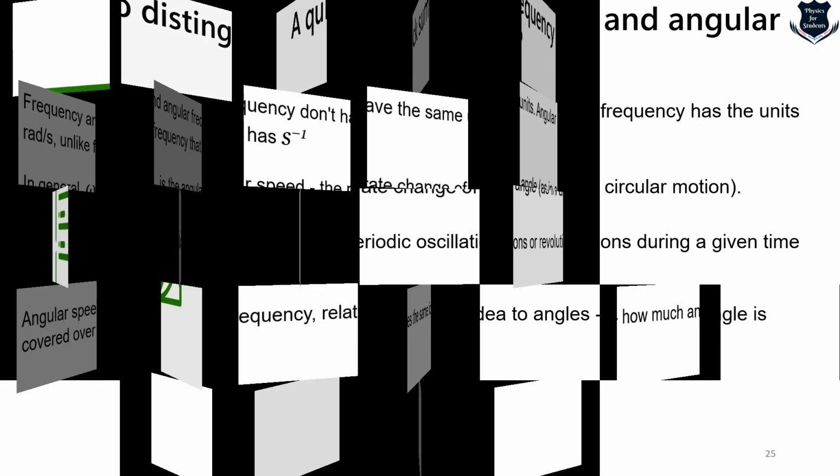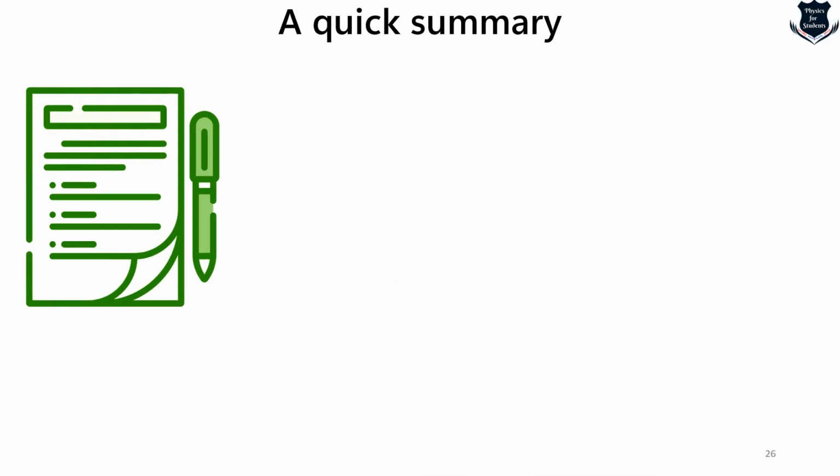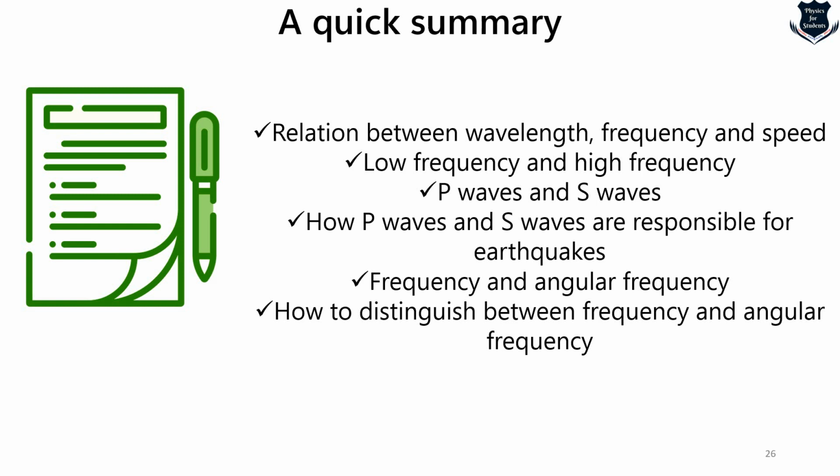Now it is a good time to summarize what we have learned today. We have learned the relationship between wavelength, frequency and speed, and how lower and higher frequencies are related to the electromagnetic spectrum. We learned a good amount about P waves and S waves and how they are responsible for earthquakes, and about frequency and angular frequency and the real relationship between them.